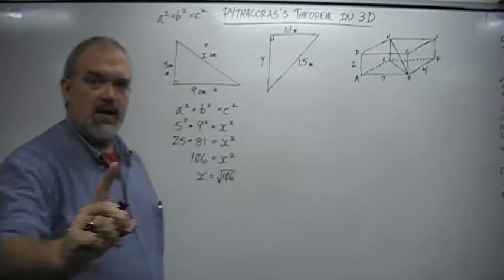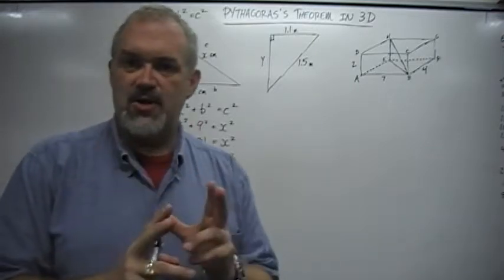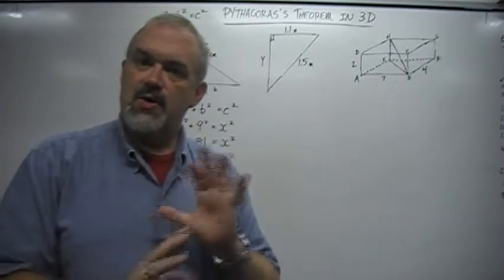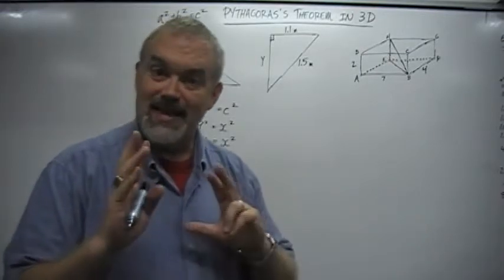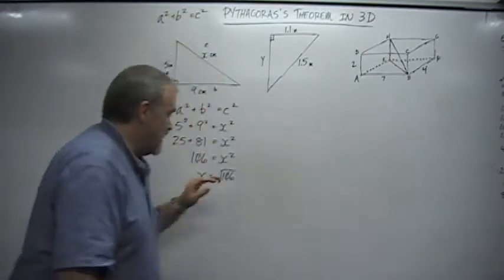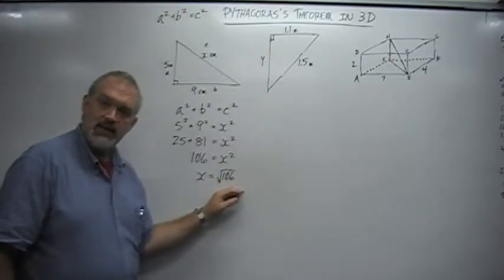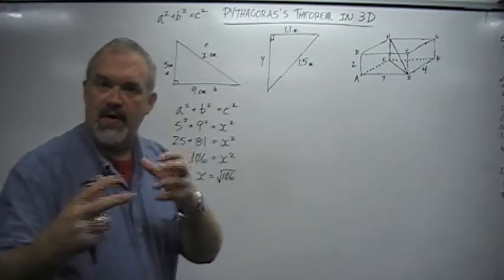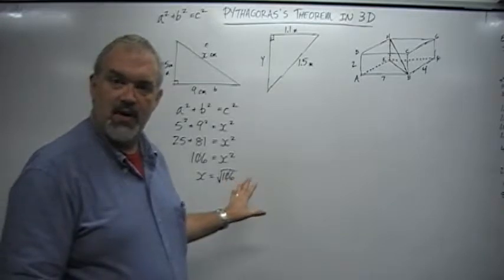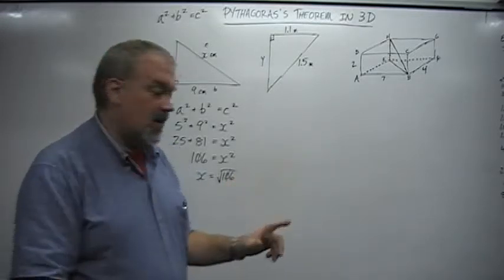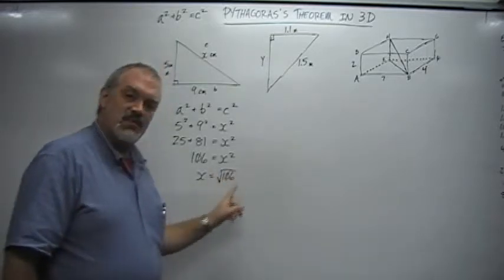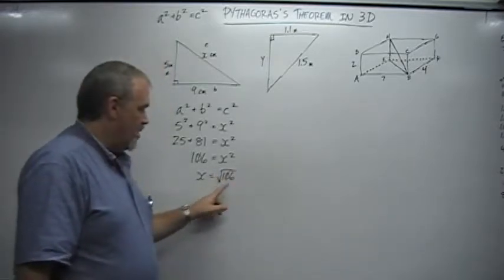Now, remember the difference between an exact measurement and a measurement to a certain number of decimal places. If the problem asks you for the exact measurement, then you're going to leave it exactly like this, unless it's a square number that can be finished. Like, for example, if it was 100, we would go ahead and say x equals 10, which is the square root of 100.